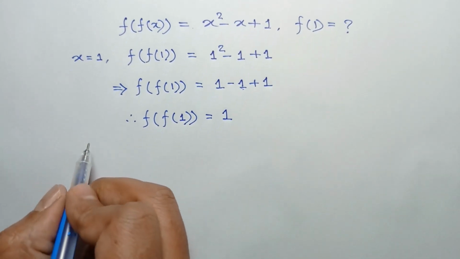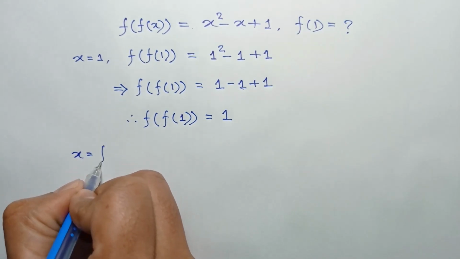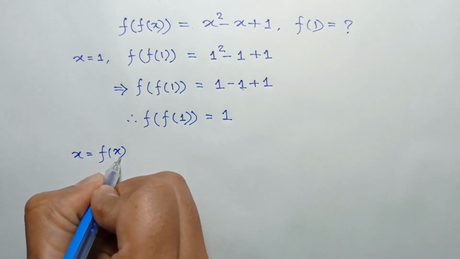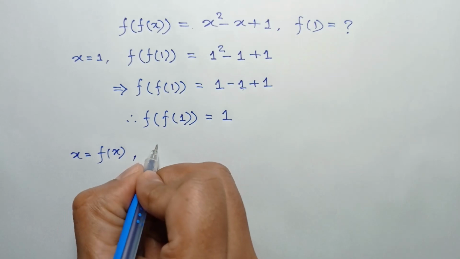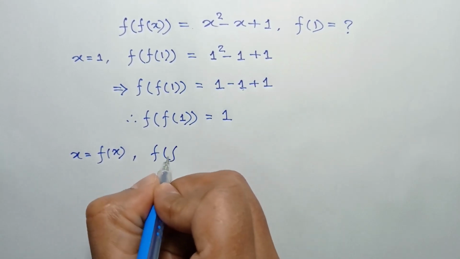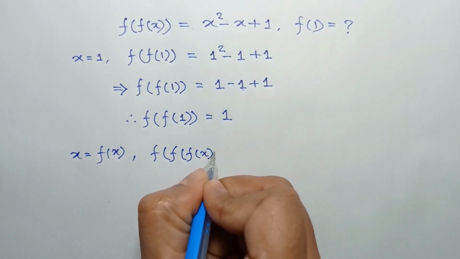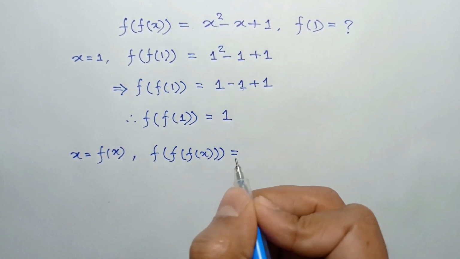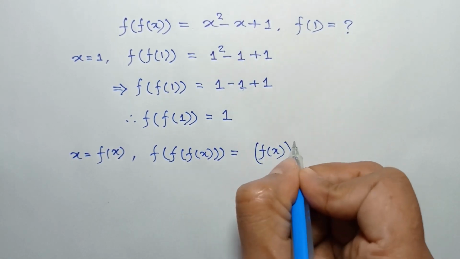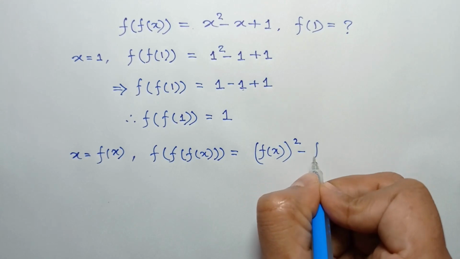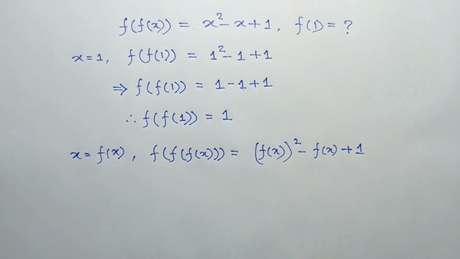Now if we substitute x equal to f(x) in the given function, we will have f(f(x)) is equal to f(x) whole squared minus f(x) plus 1.